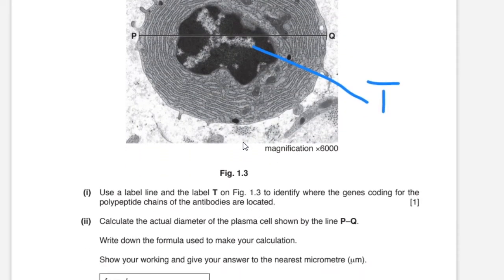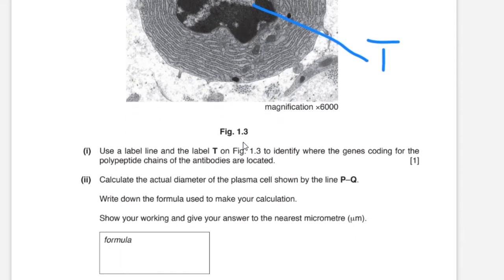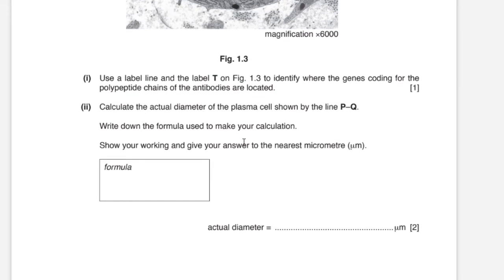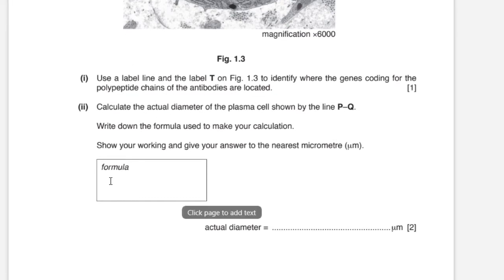To calculate the actual diameter of the plasma cell shown by the line PQ, write the formula you use to make your calculation, show your working and give your answer to the nearest micrometer. The formula you'd use is you divide image size in micrometers by the magnification. The image size should be around 9 centimeters, and when you convert that to micrometers, that would be 90,000 micrometers divided by the magnification over here, which is 6,000, and that would be equal to 15 micrometers.